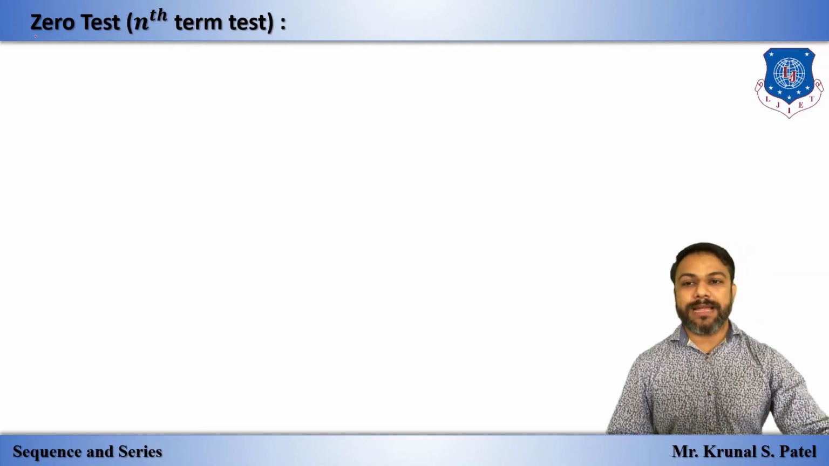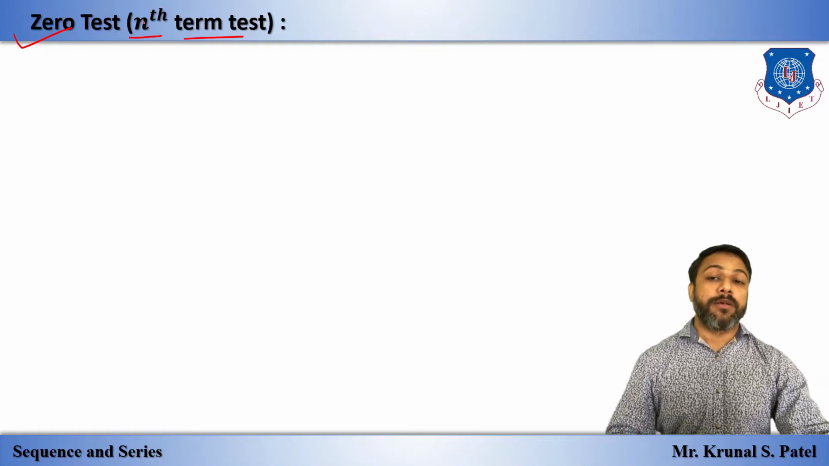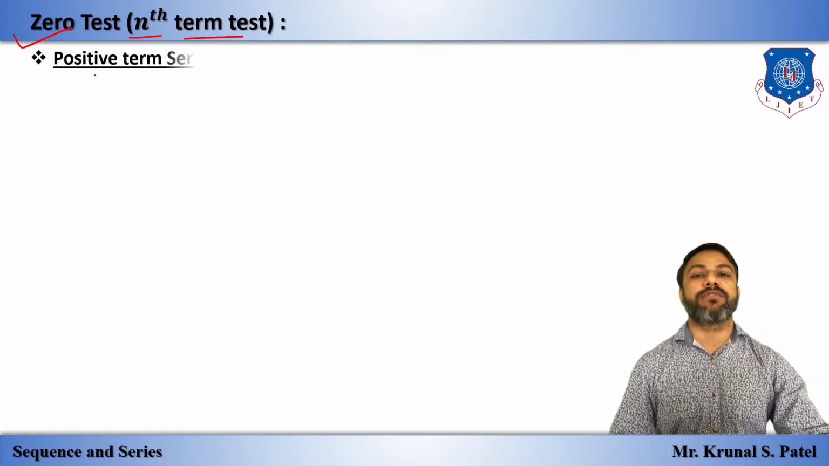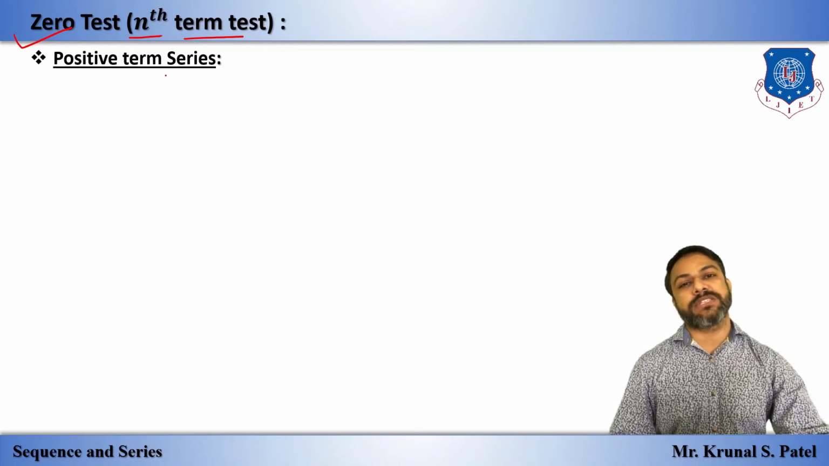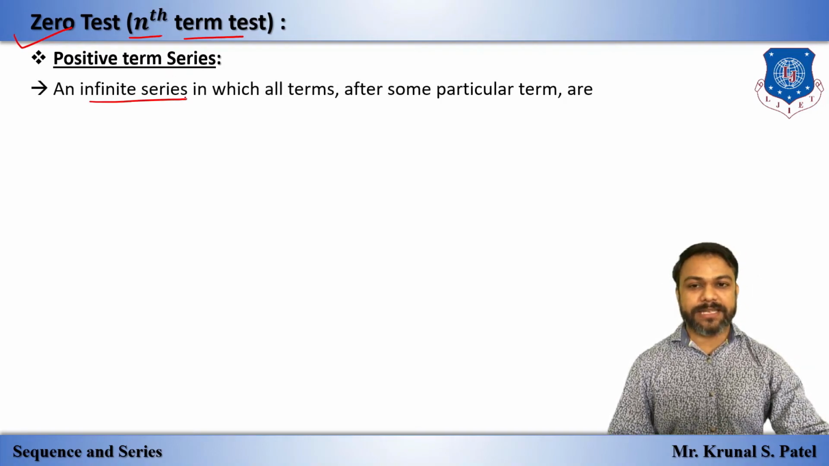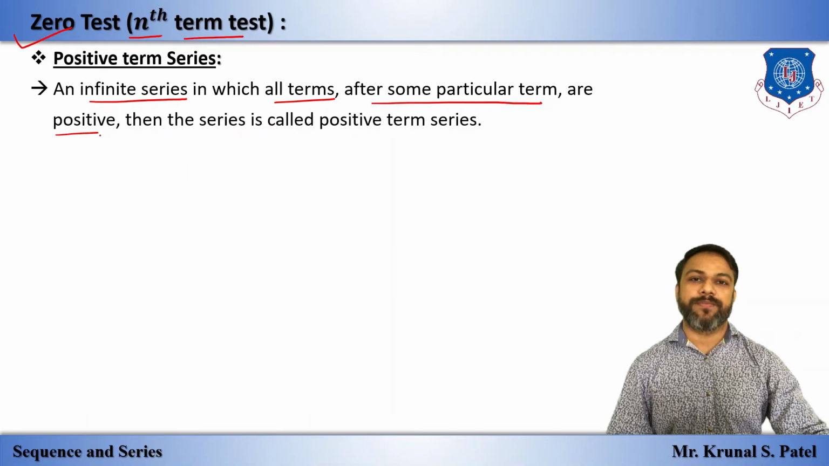Now the last topic of today's lecture is the zero test, or we can say the nth term test. Before starting the zero test, we have to understand positive term series. Which series is known as a positive term series? An infinite series in which all terms after some particular term are positive.